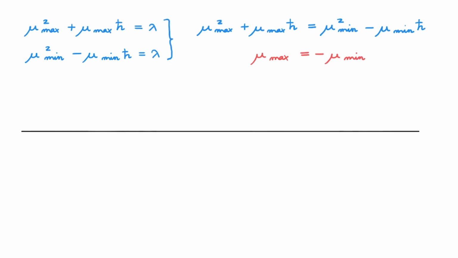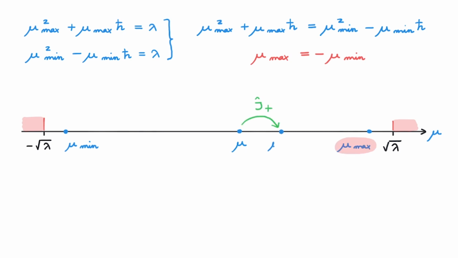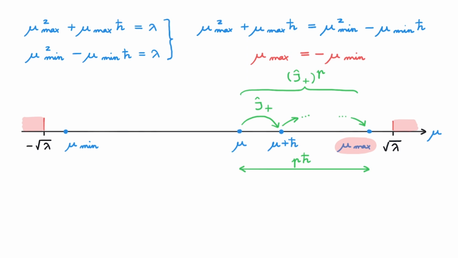Let's now draw our real axis again and place the barriers at square root of lambda and minus square root of lambda. And we now know that mu must actually be somewhere between mu min and mu max. We are now ready for the final step. Let's imagine that this here is an allowed mu. Then we must reach this mu max by applying the raising operator some number of times, say p times. This means that the distance between mu and mu max is equal to an integer multiple of h bar.